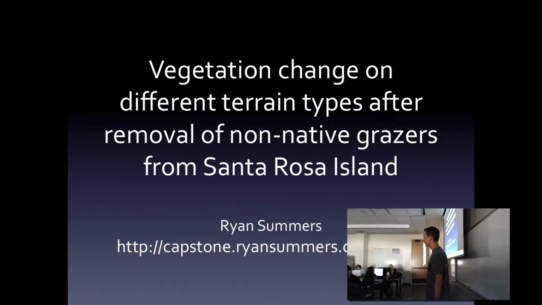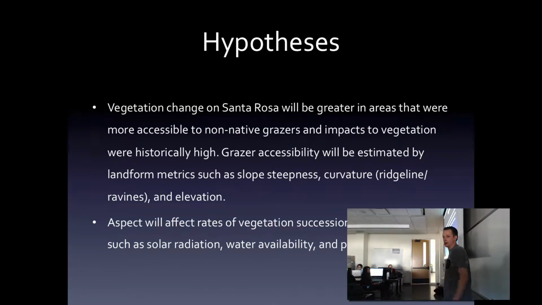All right, so I'm doing my capstone on vegetation change on Santa Rosa, and that's the whole island as a whole. My hypothesis, or I have a couple, but the main one is the vegetation change will be greater in areas that have steeper slopes and that the accessibility is different for cattle. That was based on 3 groupings: 0 to 10% being very accessible, 10 to 30 being moderately, and 30 to 90 being pretty much no accessibility at all.